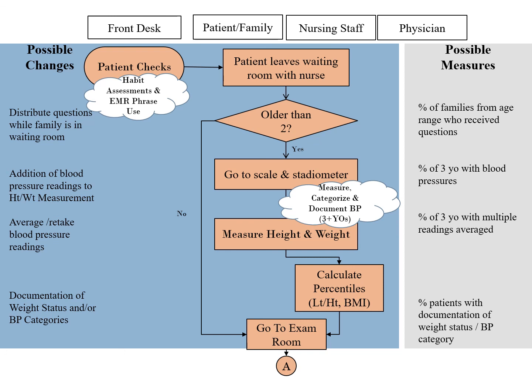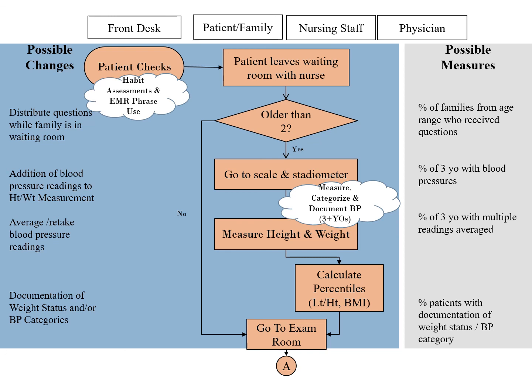Similarly, for those possible changes, these are specific to the blood pressure measure of adding potentially a blood pressure reading, especially for those kiddos that are 3 years of age. You may be doing it for the older kiddos, but getting that into practice and evaluating the percent of 3-year-olds that are having a blood pressure taken. If you need to average or retake that, that might be a step up once you finally do the blood pressure reading with the younger population, making sure that you're having an accurate one.